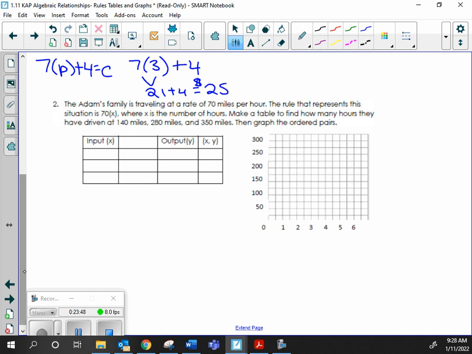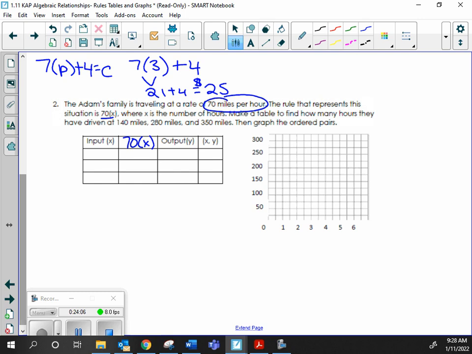So some keywords in there. It gives us the rule, but what was another keyword that tells me that rule? Per hour. 70 miles per hour. That's a hint that you're going to be multiplying. But it does give us our rule. It's going to be 70x.